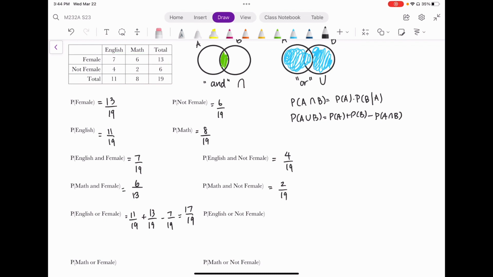Use that same approach for English or not female. So preferring English, there's 11 people, and being not female, there's 6 people. But I've included the 4 English and not female group. That's going to be 11 out of 19 plus 6 out of 19 minus the 4 that I double counted. That's going to give me 13 out of 19.